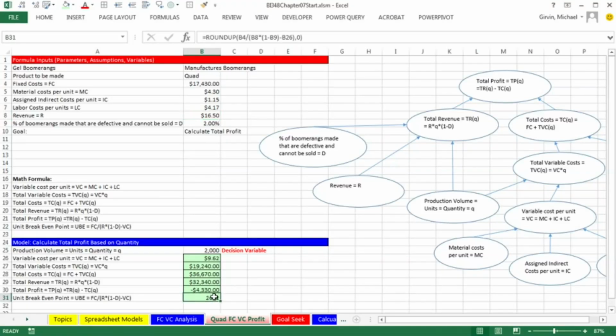All right, so in this video, we just saw how to create our break-even point in units formula. Next video, we're going to take goal seek to a new level and do data tables. All right, we'll see you next video.